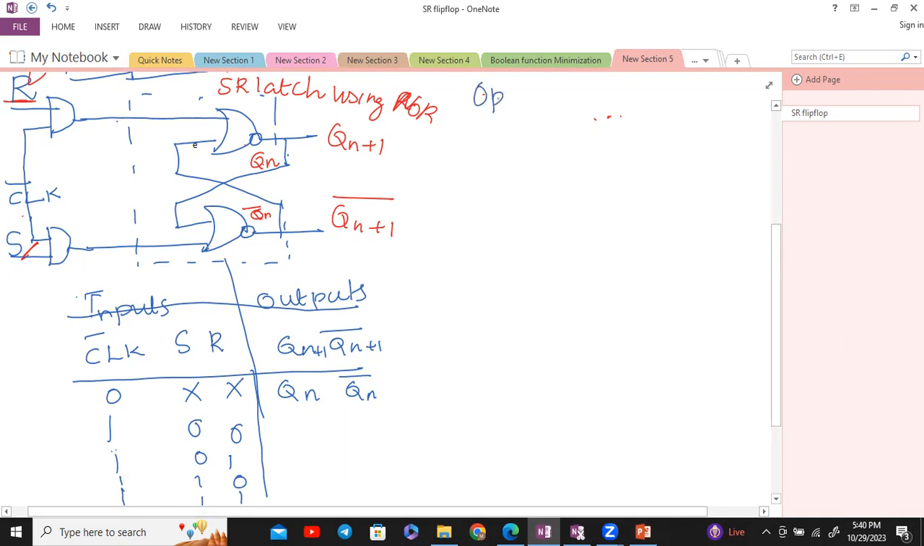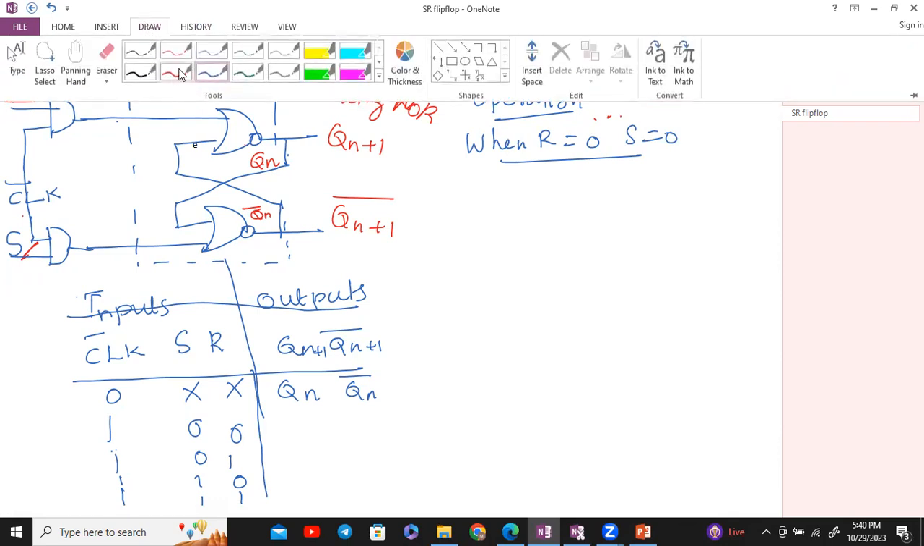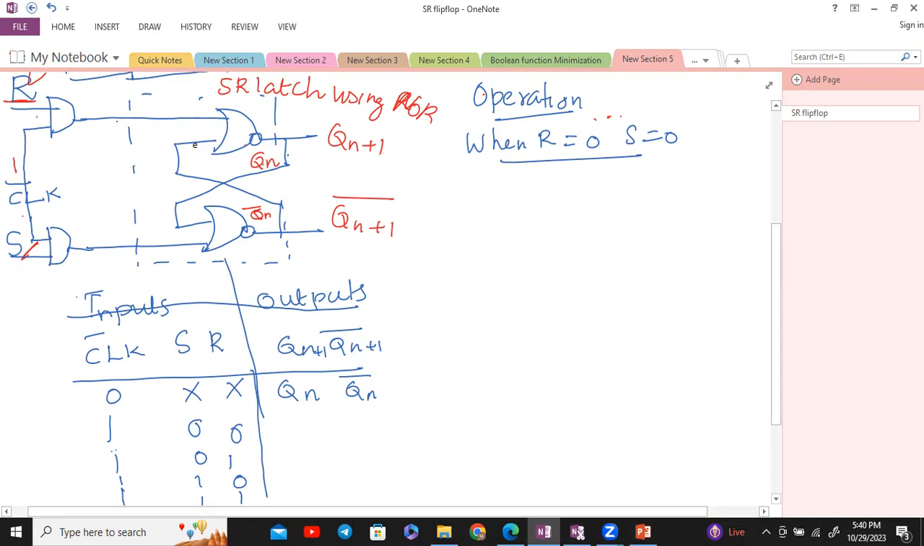Now we can explain the operation. First case: R equal to 0, S equal to 0. The clock is always 1, R is 0 and S is 0, so the product is 0. With respect to 0, the AND gate output is definitely going to be 0. So here also it is 0. What is your input here? Qn bar. So what about Qn+1? It is a NOR gate, the complement of OR. So it is (0 + Qn bar) the whole bar, which is Qn double bar, that is Qn. So the output is now the present state.